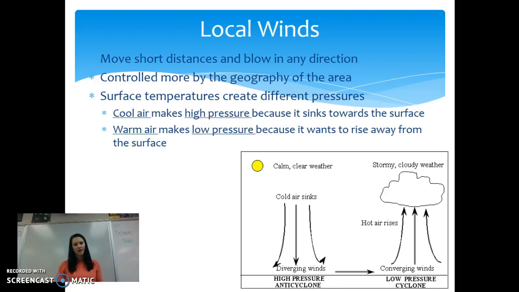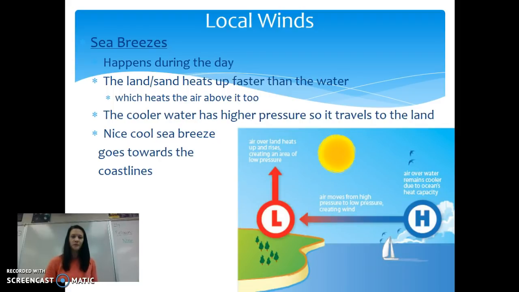Whereas warm air tends to be lighter as it wants to rise because it's warm. So it's higher up, which means they're going to have lower pressure put on them. And this is important to know when we talk about the next two things. So there's a phenomenon that happens called a sea breeze. If you live or you're visiting near a coastline, you can expect this to occur.